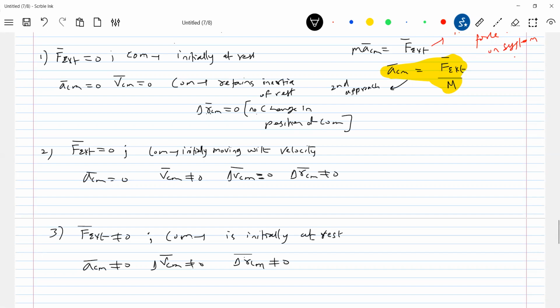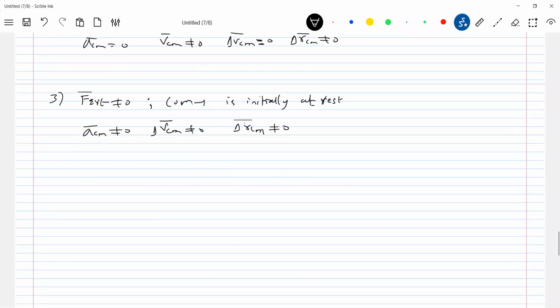So the first approach, second approach. So let me give one very simple problem.